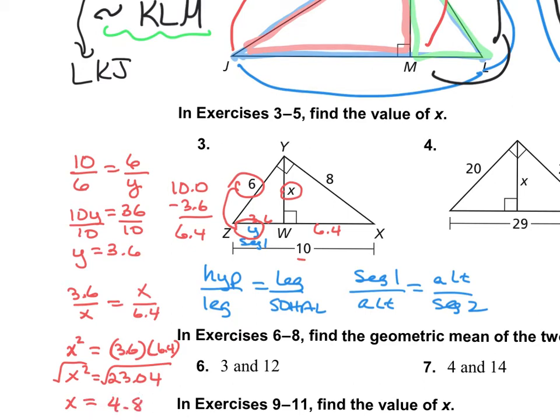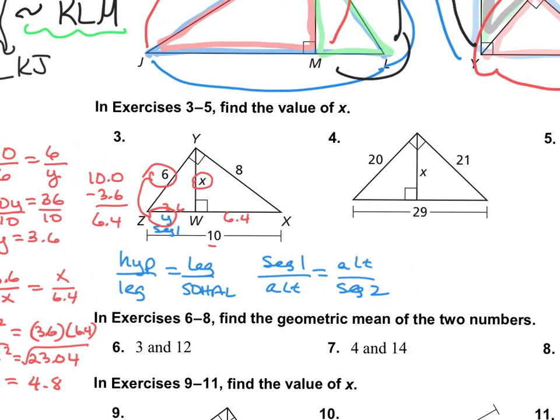So that's how I'm going to expect you to use the proportions I taught you in the notes. Let's try number 4. I'm going to do the same thing. I'm going to look for one of the segments. I'll call this segment Y. This is segment 1. This one will be segment 2. So I'm going to do first the leg, the hypotenuse over leg, leg over segment. So 29 over 20, and then 20 over Y.